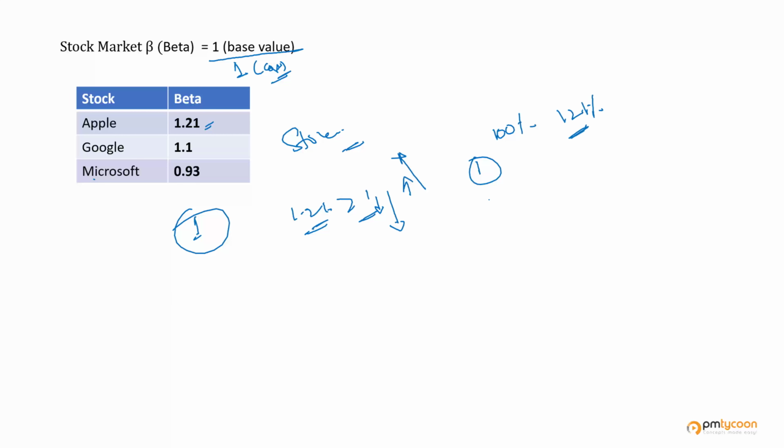Now, if the overall market is coming down, let's say by 50%, how much should the Apple stock be coming down? 50 into 1.21, right? So Apple stock would be coming down by 60.5%. So that's how it works. Now, if I take the same example for Google, if the market is going up by 100%, Google stock will go up by 110%.